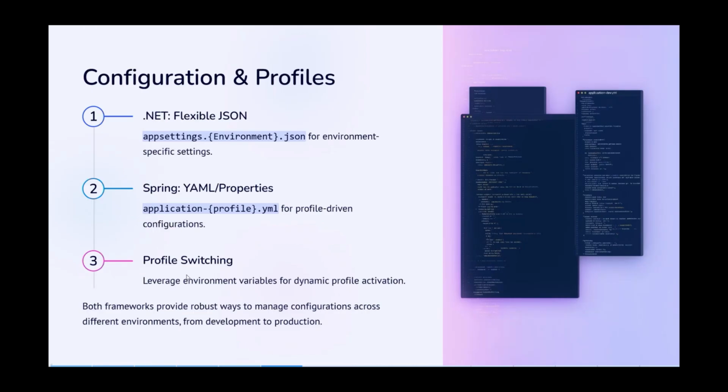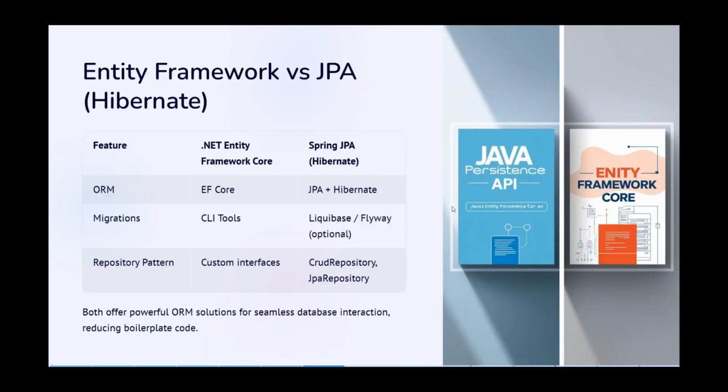When we think about configuration and profiling, .NET uses JSON format while Spring uses YAML and .properties files. But when profiling, it uses a similar approach within those files for differentiating environment configuration switching. So we can say both frameworks provide a robust and mostly similar way for managing configuration across environments.